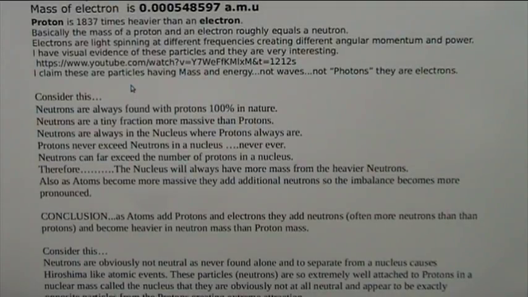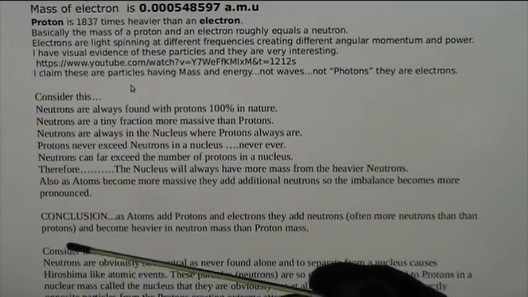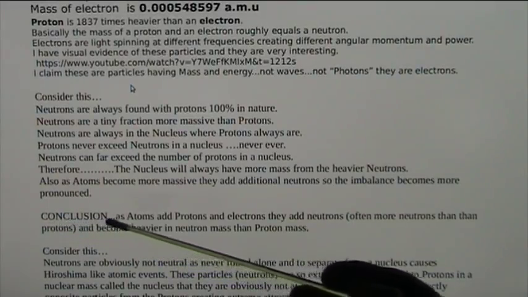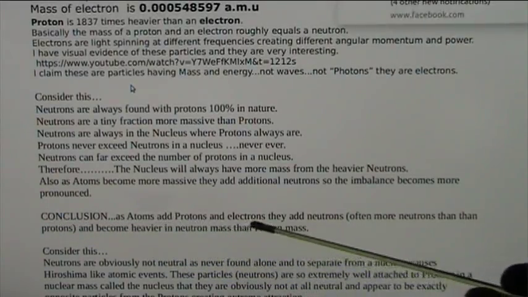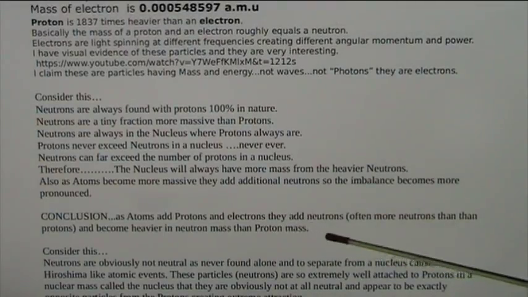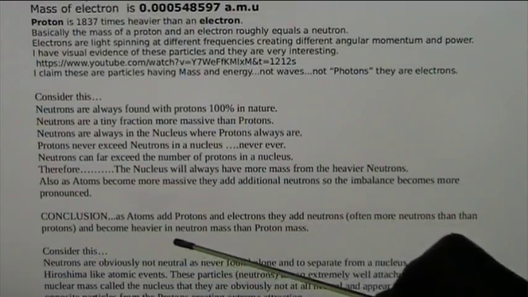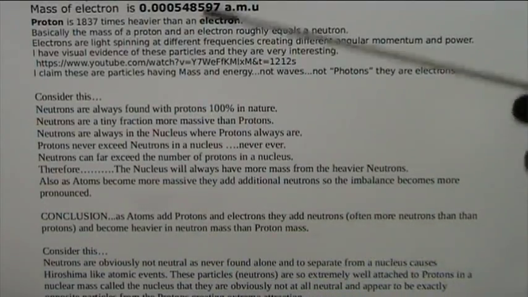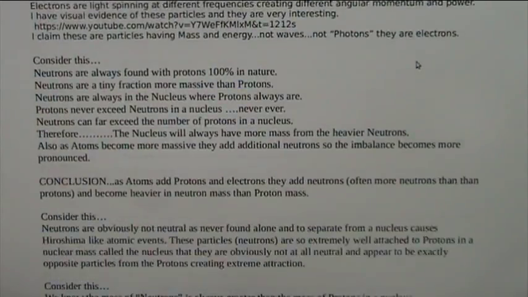This is the critical thing to take: neutrons are a little excessive to the protons, always having more mass, and I am saying that the neutron is actually the same energy as an electron. So let's go on. Conclusions. As atoms add protons and electrons, they add neutrons. We know this for a fact. Often more neutrons than protons, and they become heavier in neutron mass than proton mass, just as we talked about a second ago.